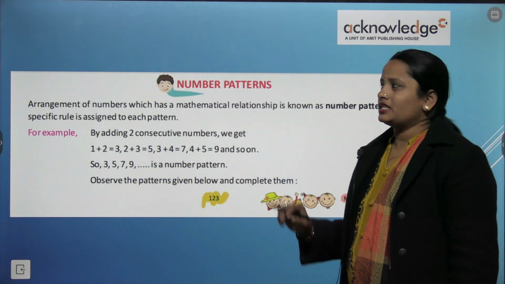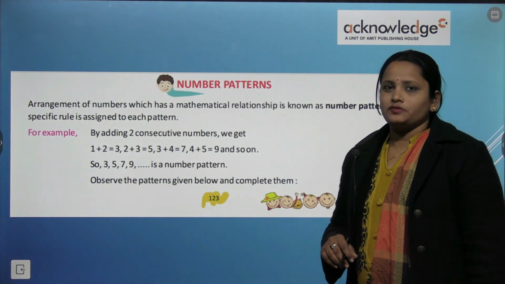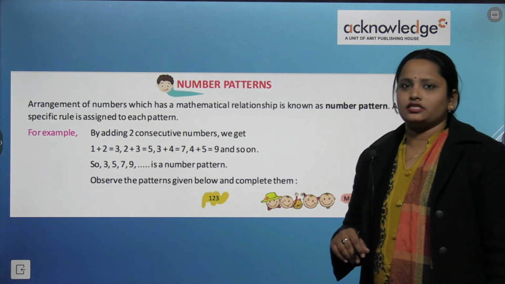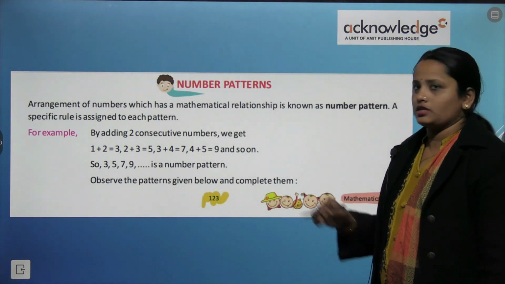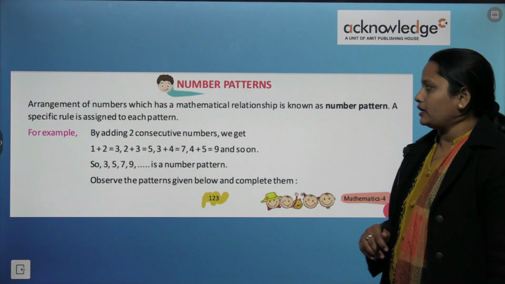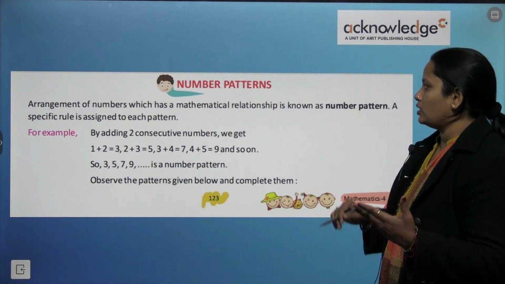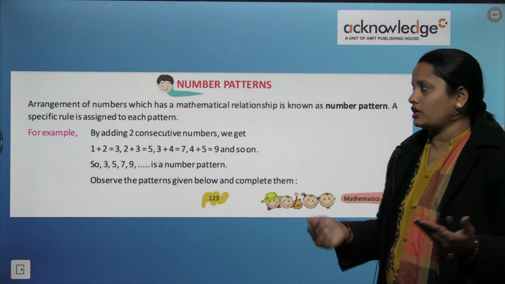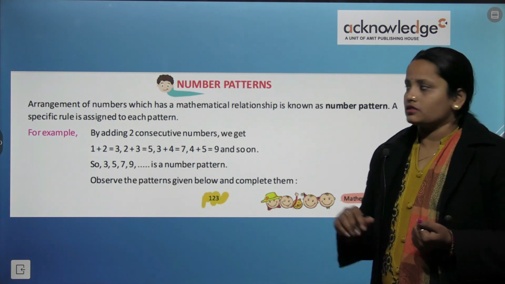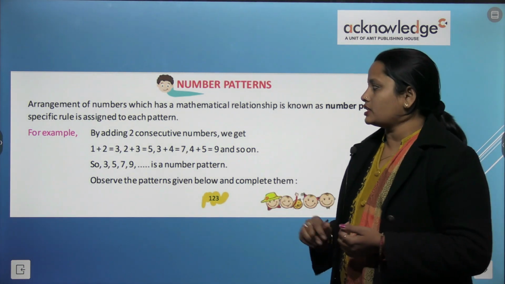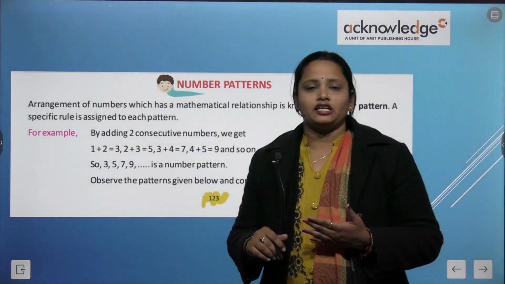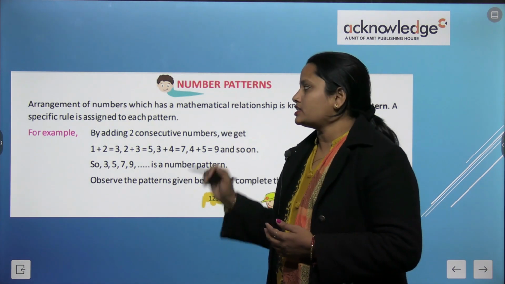Now what is a number pattern? So an arrangement of numbers which has a mathematical relationship is known as a number pattern. So numbers को arrange करना, उन्हें mathematical relationship show करना, this is called number pattern. A specific rule is assigned to each pattern. हर एक pattern में एक अलग तरीके का rule assign होता है.